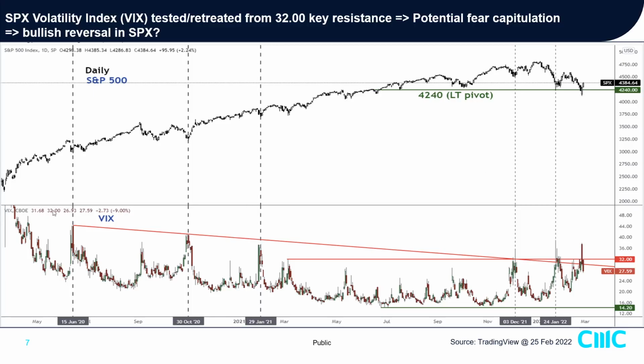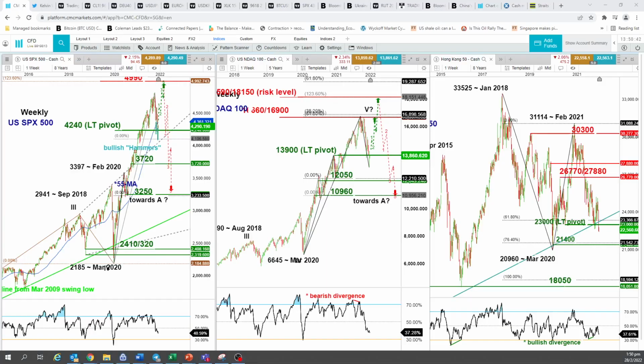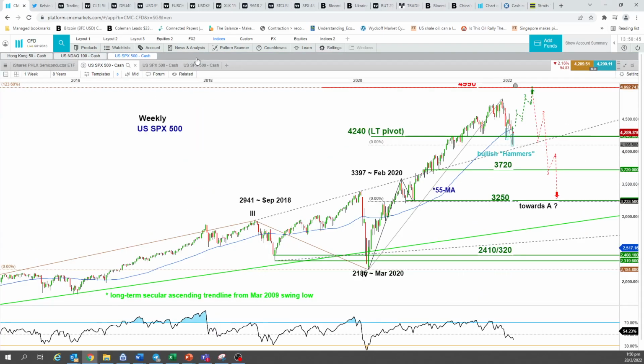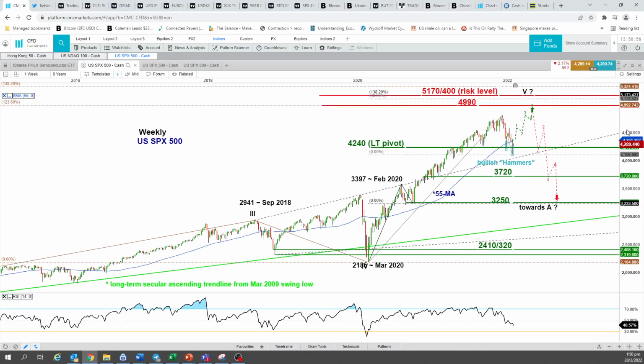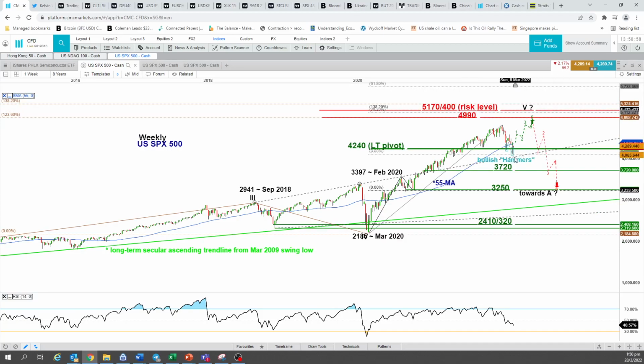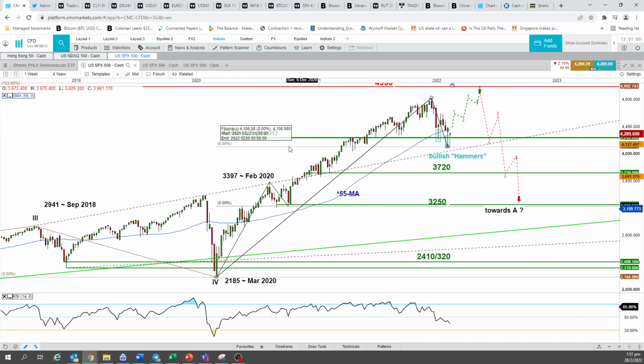So now let's dive deeper into the technical chart that I want to highlight for you. Let's start with the weekly chart first. We do a top-down analysis, because since it's been rather volatile in the last week, it's good to take a step back and look at the longer-term time frame. It gives us a clearer, bigger technical picture on the chart. So what we can see over here is that this 4240, without doubt, is the key long-term pivotal support.